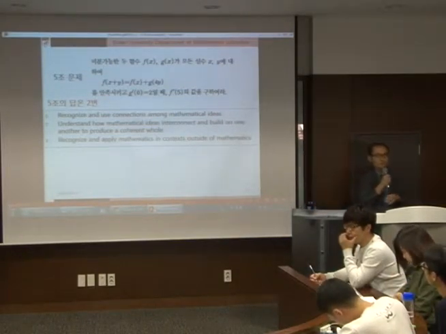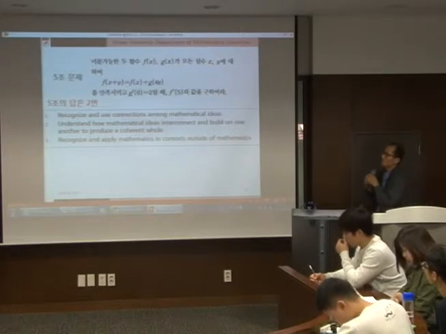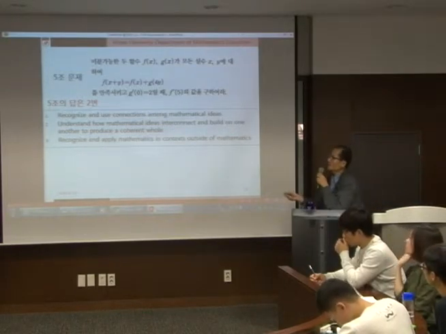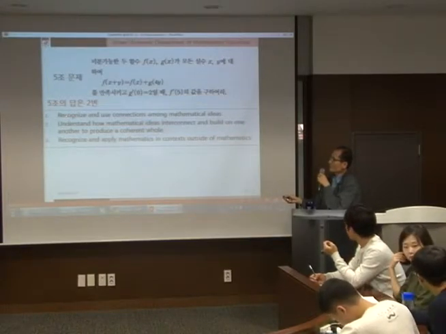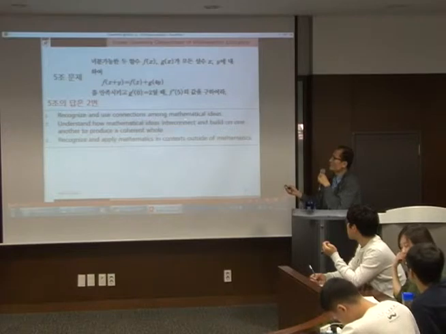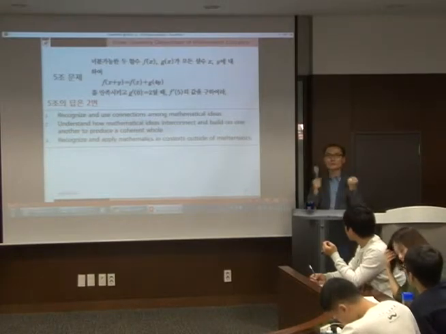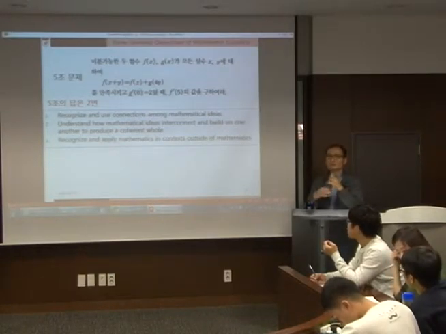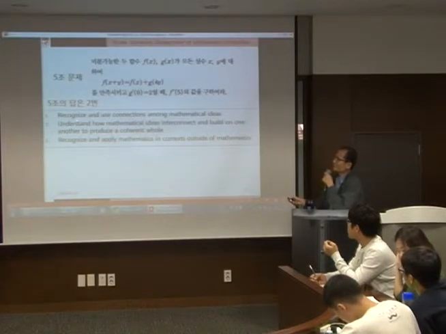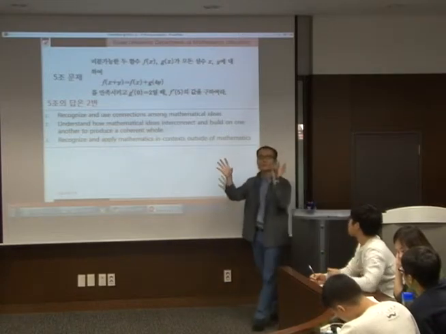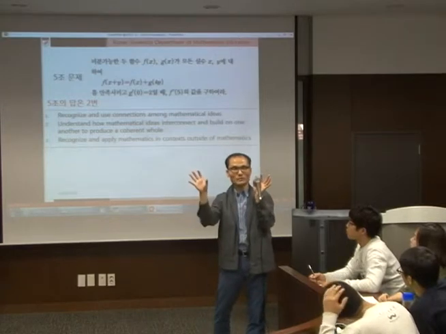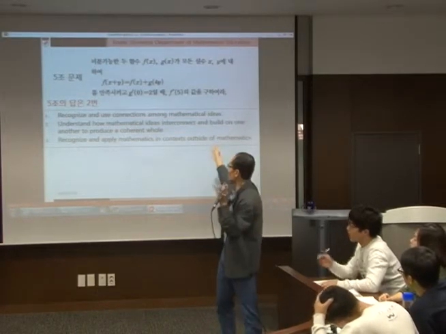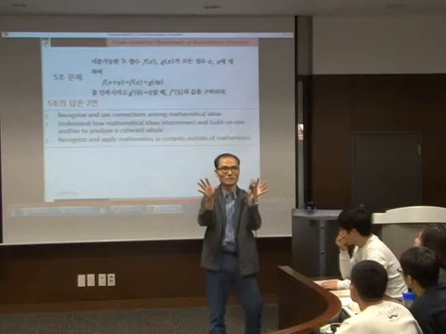I understand the point from group 5, but if you take a look at the statement more carefully, the first category, first statement: recognize and use connection among mathematical ideas. Still, there is connection between mathematical ideas, right? However, the second one is understand how mathematical ideas interconnect. In other words, there are two different ideas. For instance, if there is a function, the other is, not differential equation, the concept of differentiation, right?